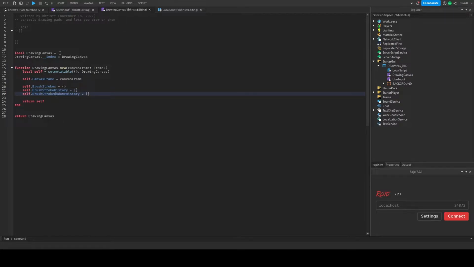And then this brushstroke undone history is going to be what we undo from this brushstroke history, so that we can keep track of that as well.